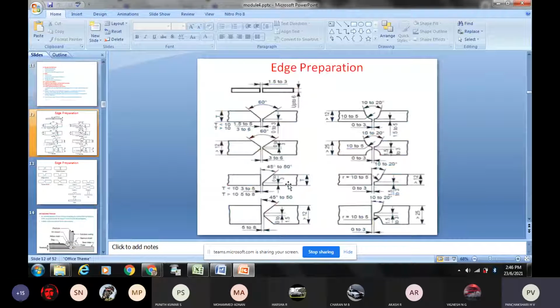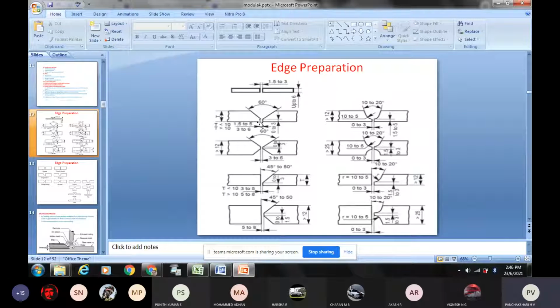These are different shapes of edge. This is called joint preparation or edge preparation. Initially the metal parts will be like this, one and this one. Next we have to prepare the metal parts like this. If the thickness of the material is less, then we can go for only one side edge preparation, like 60-degree chamfering.